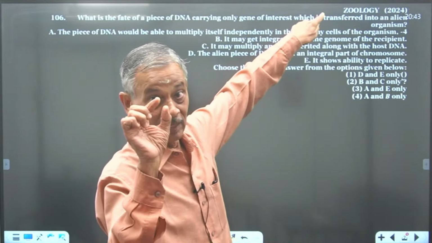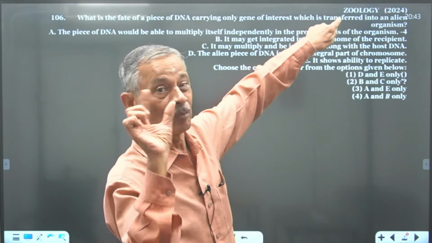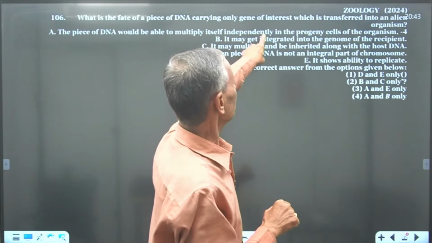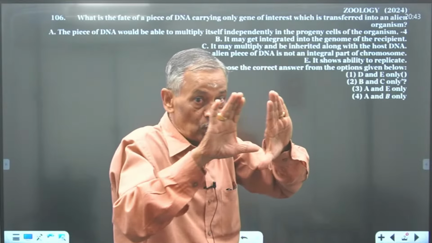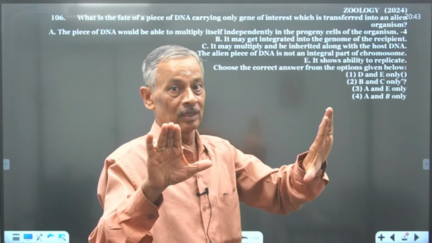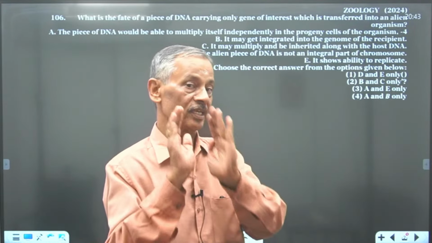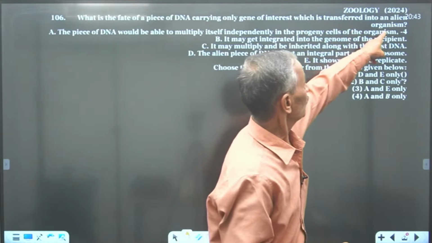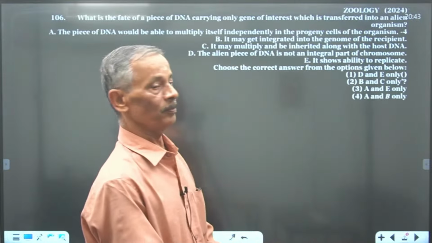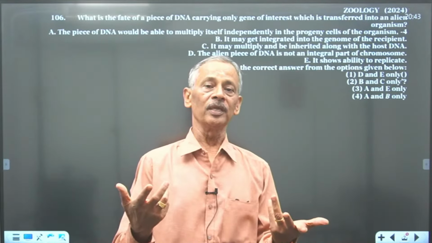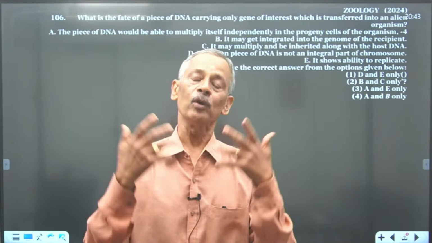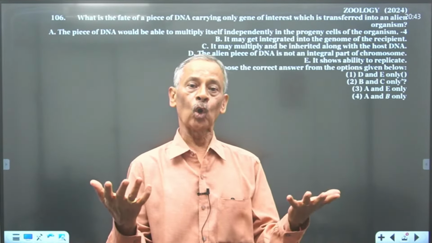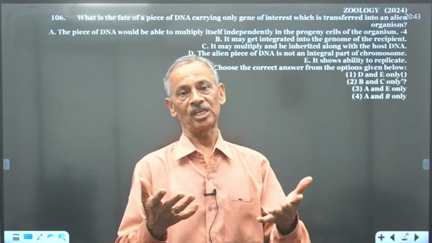See, this question is an ambiguous one actually. We are giving only a gene of interest. In our NCERT book, it is given that if that is transferred to an alien organism, most probably that gene, or that DNA, may be lost, because it has no origin of replication of its own.